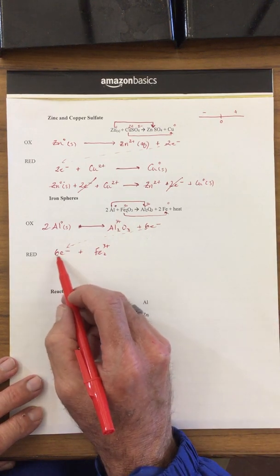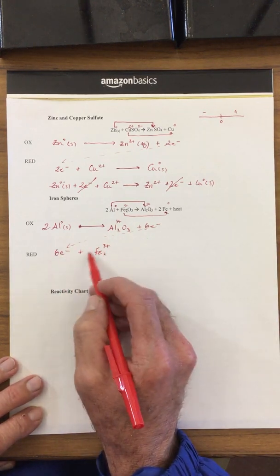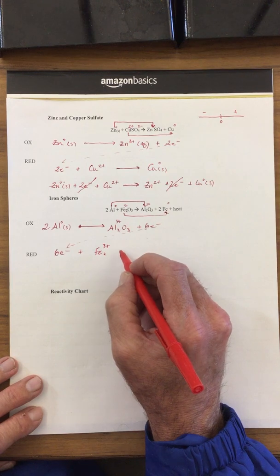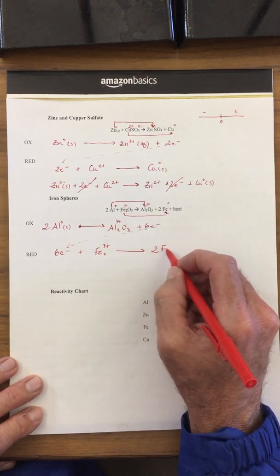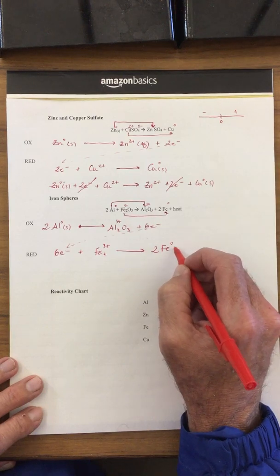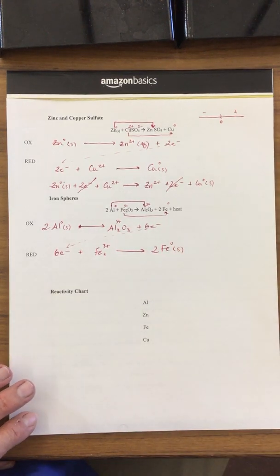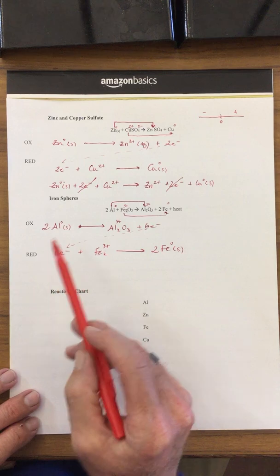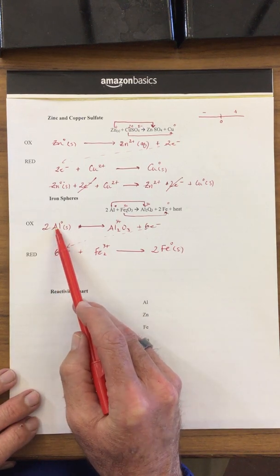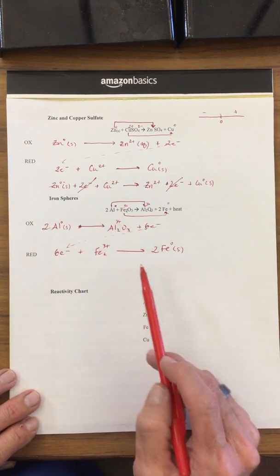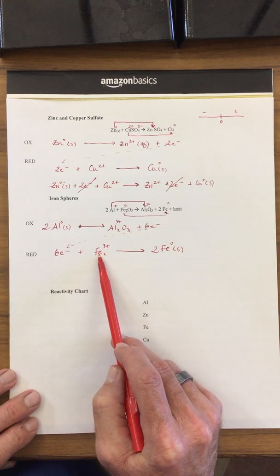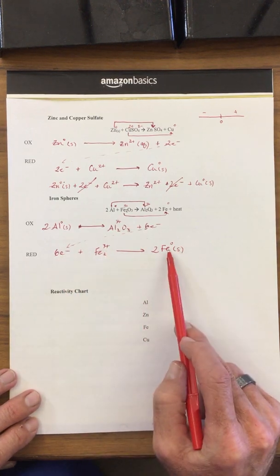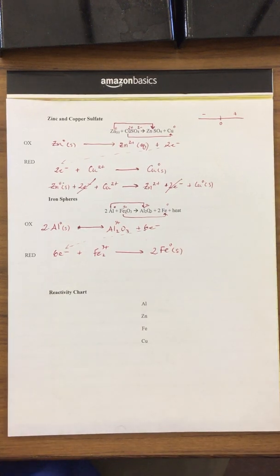And here come 6 electrons. These 6 electrons are going to be attracted to this. And what it's going to do is it's going to be producing 2 irons that are going to be in the solid state. So in this reaction, we go from aluminum solid to an aluminum ion. And we go from an iron ion to solid iron.